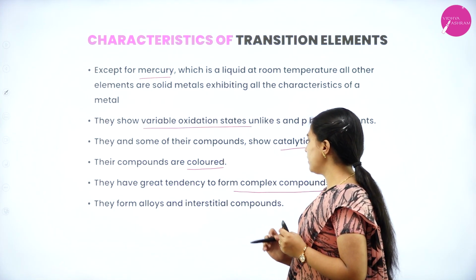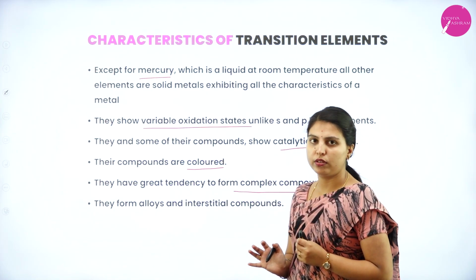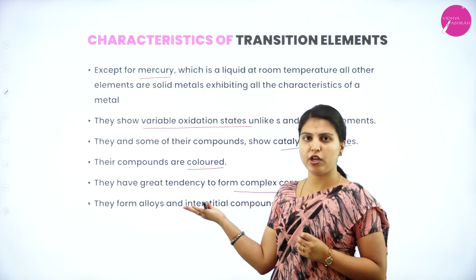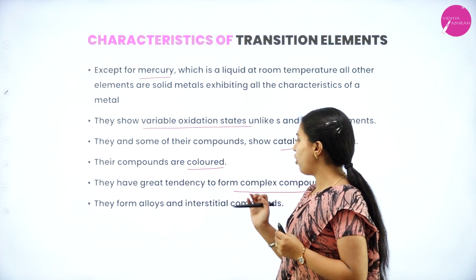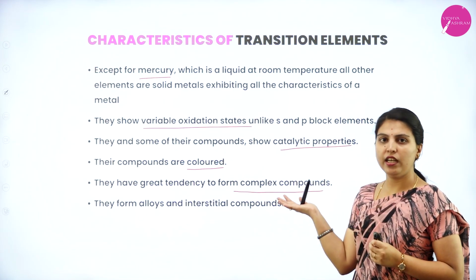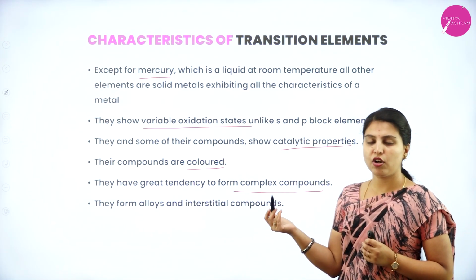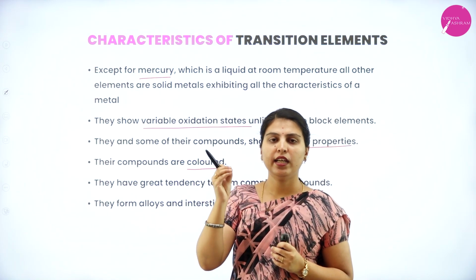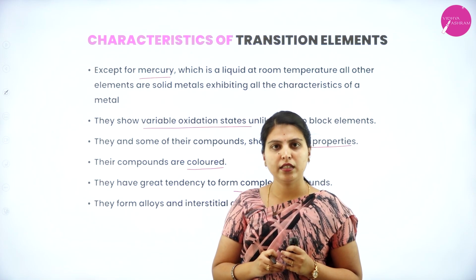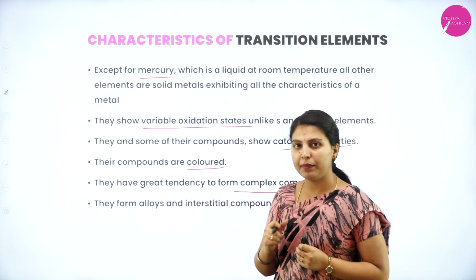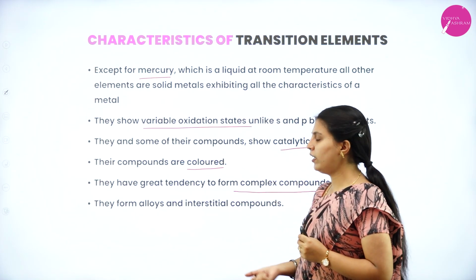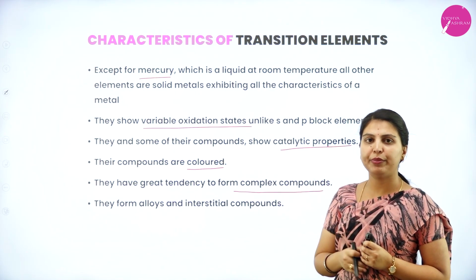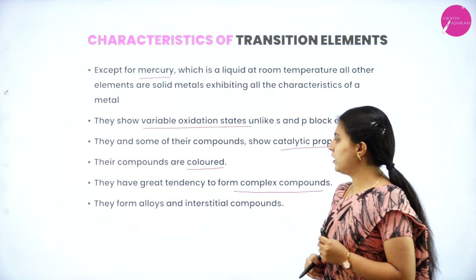Next, they form alloys and interstitial compounds. The mixing of metals we call alloys. The elements in d block have that property to form alloys and interstitial compounds. Interstitial compounds mean when there is a space or vacancy in some solid, in that a metal can be inserted. That will be called an interstitial compound. So overall, in that vacancy, that metal can be included or inserted.